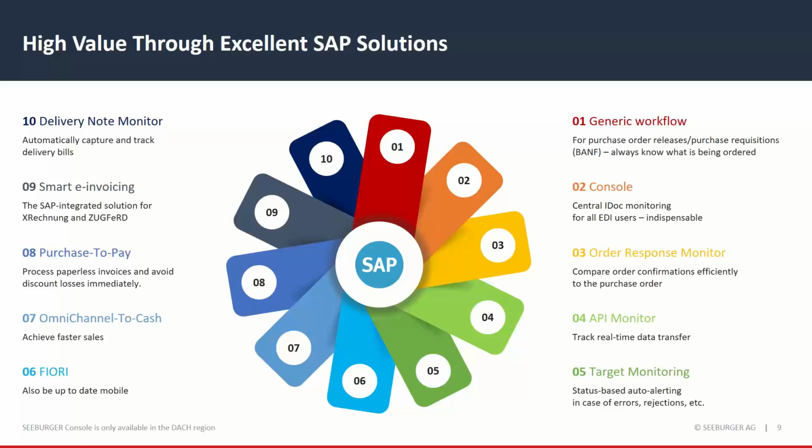SEEBURGER has around 10 solutions in SAP, but we have to be careful where to use them. The console is runnable in the entire world, but some other tools that you can see here are actually just for the DACH region, which is Germany, Austria, and Switzerland. There is an exception: if the SAP system runs in the DACH region, then we can also sell other tools by SEEBURGER. But today it's part number 2, the console.